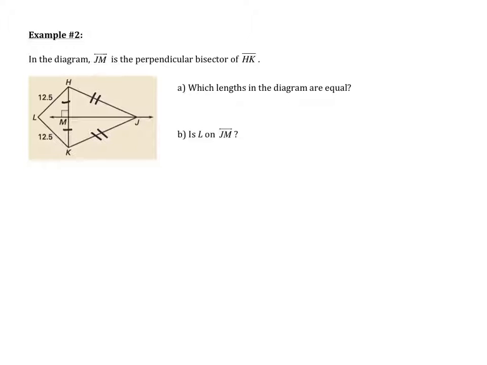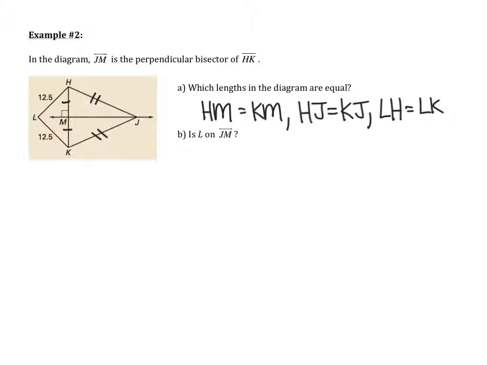So in the first part it says which lengths in the diagram are equal. So we already know that HM is equal to KM. So we already knew that these two segments were equal. And we also know that KJ is equal to HJ, these two segments, since J was on the perpendicular bisector of the segment HK. And we're also just told in our given information that this segment is congruent to this segment since they're both equal to 12.5. So LH is equal to LK.